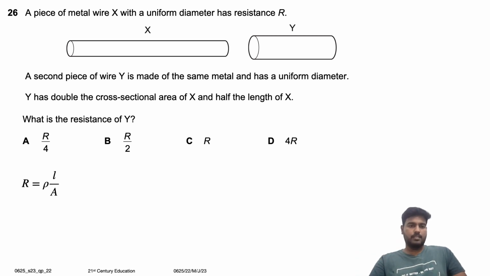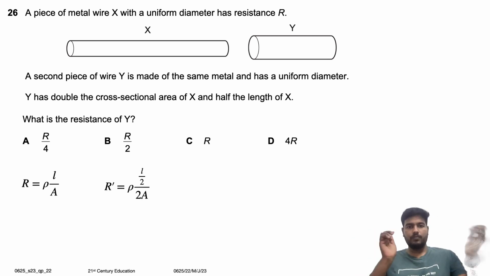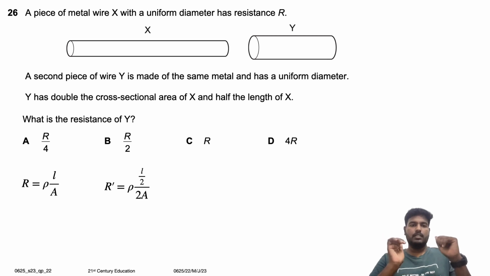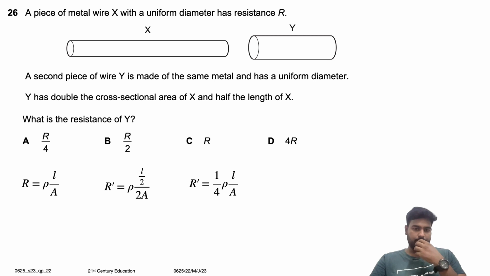We know R is rho L by A. Let's take the new R dash, the resistance of Y. The length is half the original length, so L by 2. Cross-sectional area is double, so 2A. Actually it's 1 by 2 in the numerator, there is 2 in the denominator, so it will be 1 by 4 rho L by A.